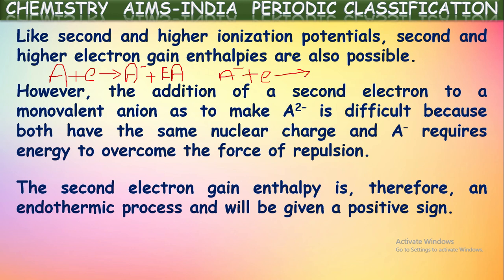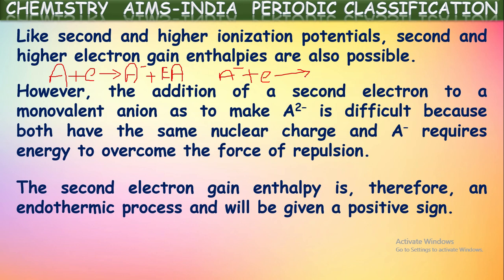That is why we say first electron gain enthalpy is negative. That means they release a certain amount of energy while gaining the first electron, whereas they absorb energy while taking second and higher electrons, more than two electrons. Got it? That's why we say second electron gain enthalpy is therefore said to be an endothermic process. And while showing it in equations, it will be shown with a positive sign.